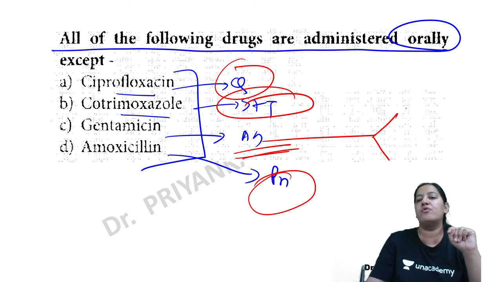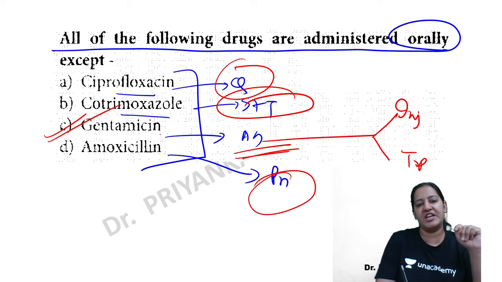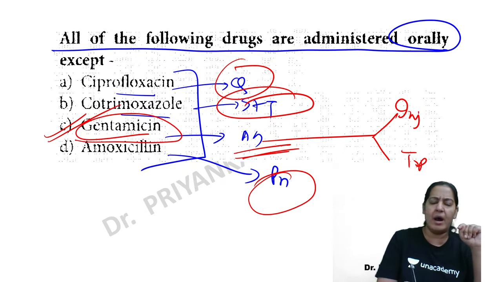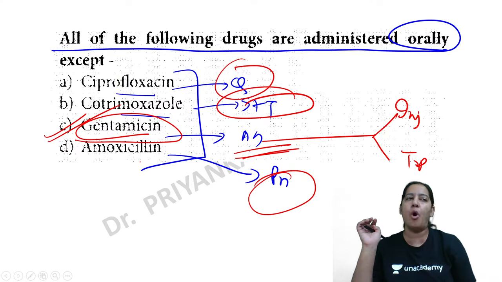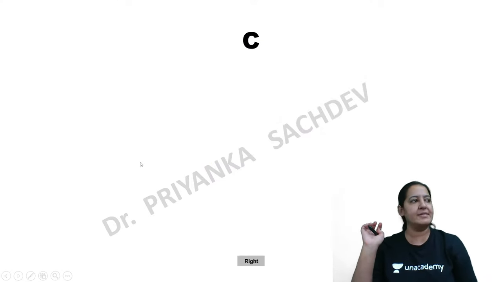Aminoglycoside comes only in two forms, the injectable one and the topical one. So the correct answer here is C, gentamicin. Any aminoglycoside is there, I will go with that. So gentamicin is the answer and you all are right. Very good. Correct answer here is C.